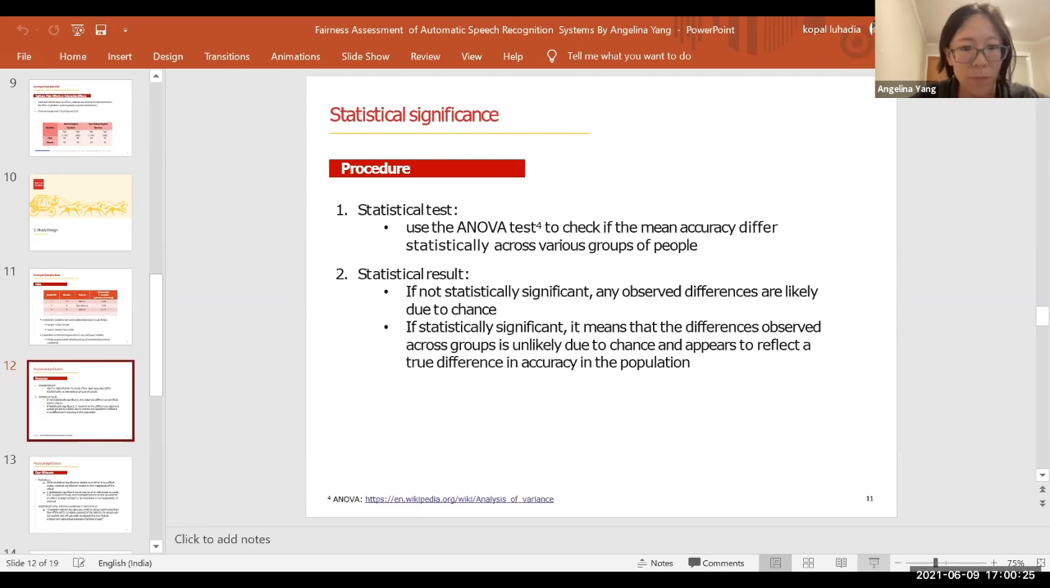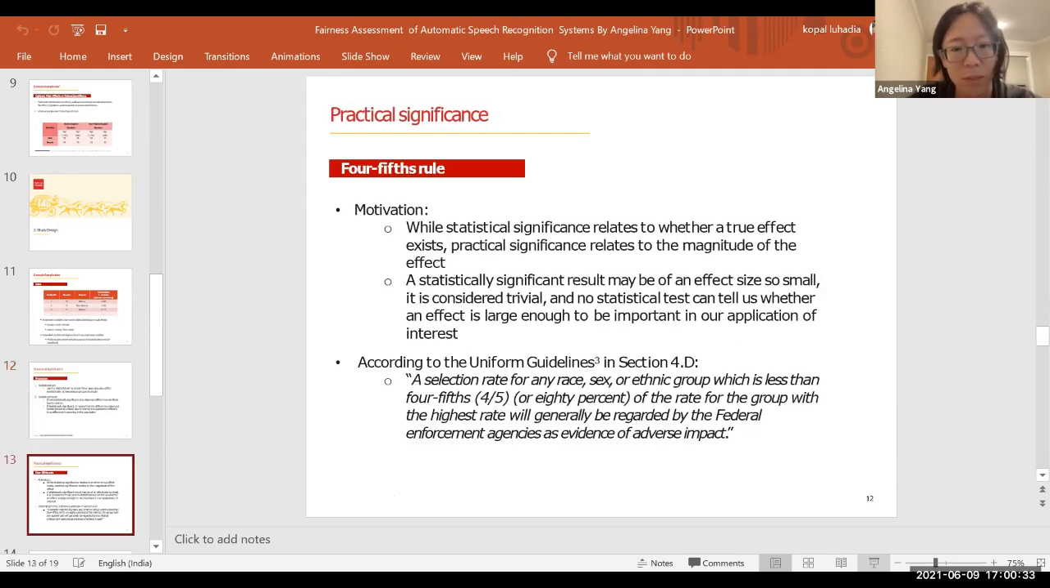Next page, please. So in terms of analysis of the results, we look at statistical significance. This is a very typical statistical experiment testing. The way we check how each group is different from each other is using an ANOVA to assess the mean accuracy, whether it's statistically different across different groups of people. Next page, please.